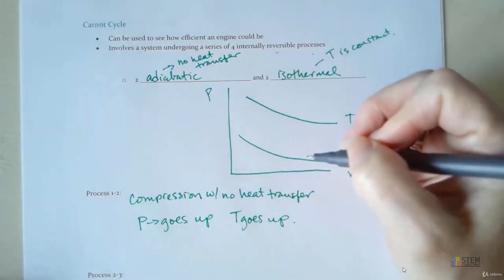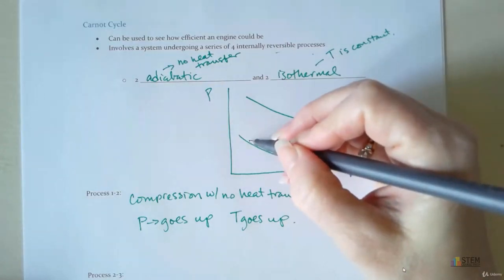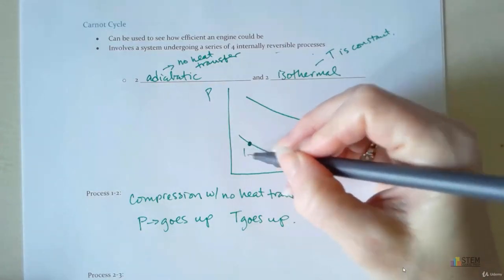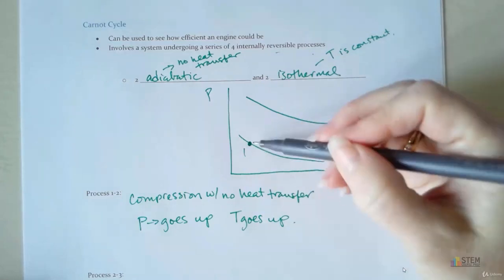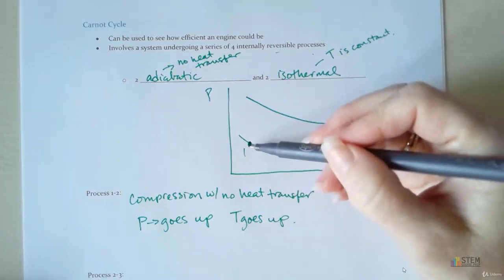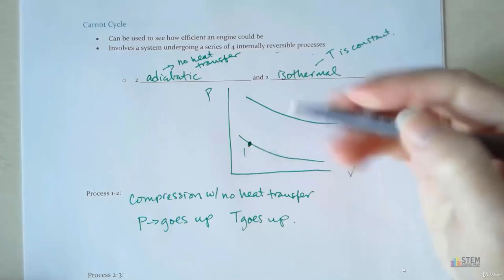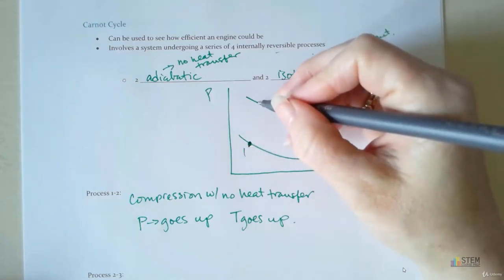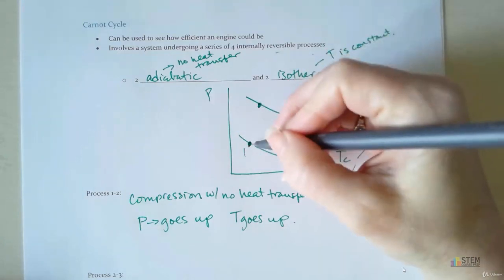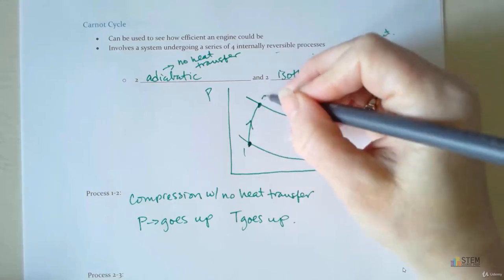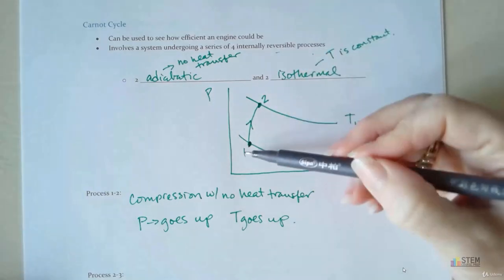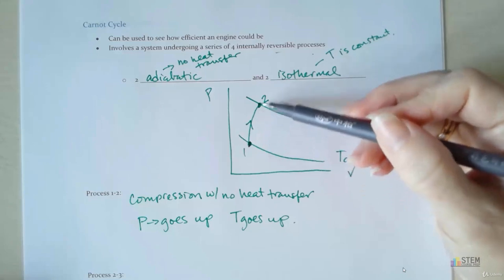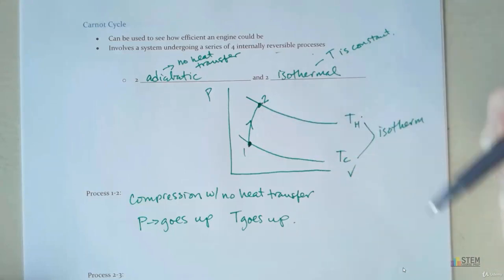Now, if we draw that on our PV diagram, let's put 1 over here. So we're originally at this pressure, this specific volume. Now we're going to end up at state 2, so that's going to be over here. Our pressure is going to go up, and then our temperature goes up to TH. So that'll be the first process.